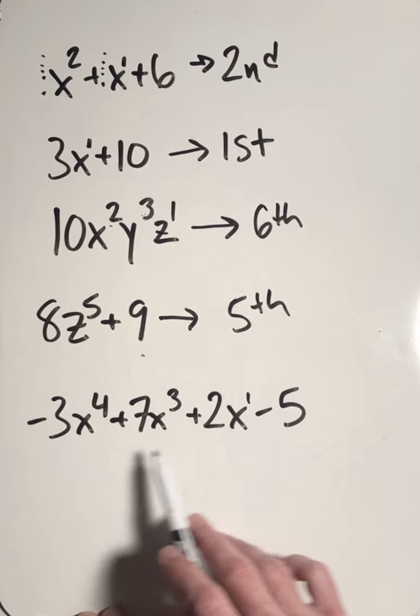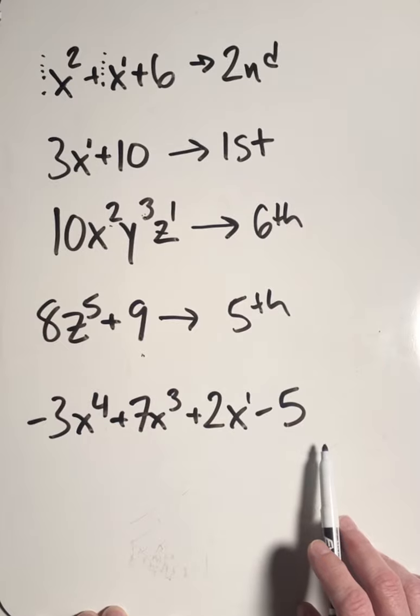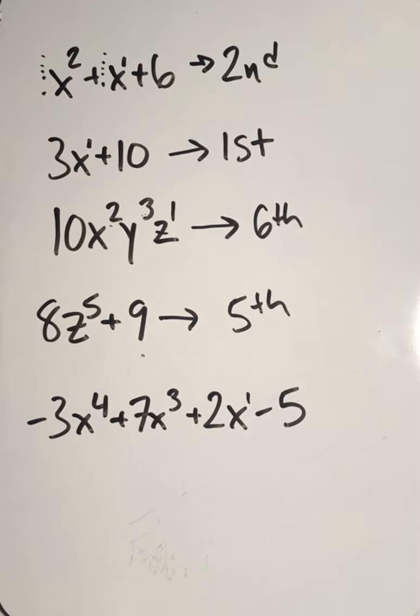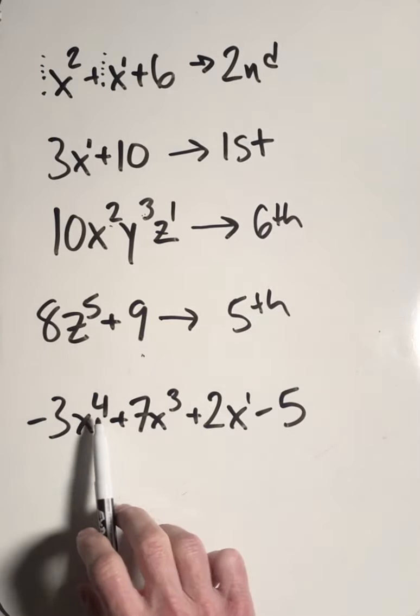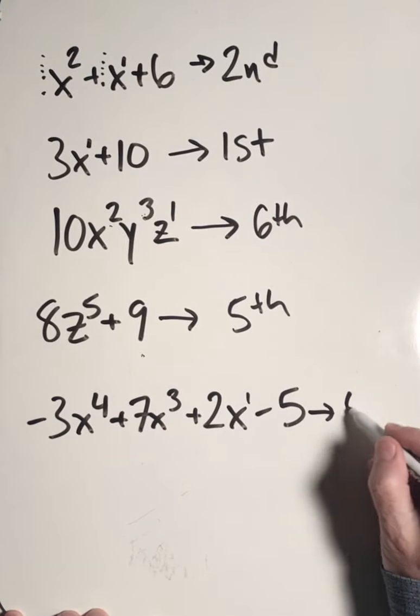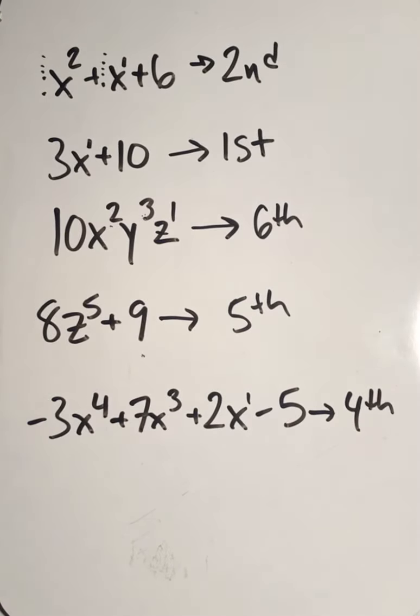This expression here also has several terms. So when we're talking about the degree, we want to find the one with the highest exponent. And that would be this one, the 4. So this is a 4th degree polynomial.